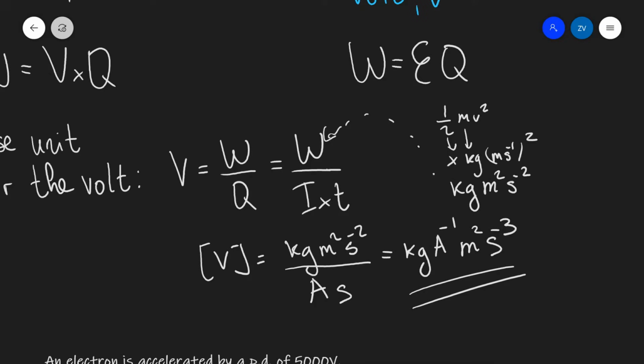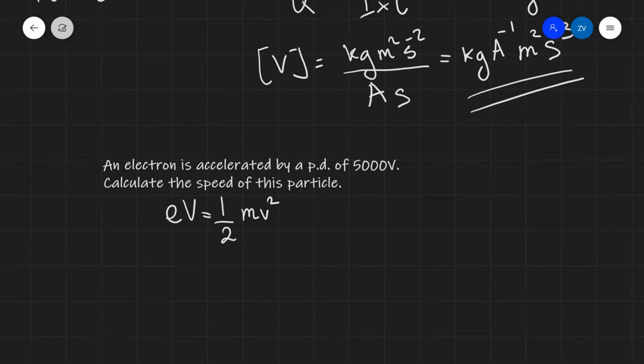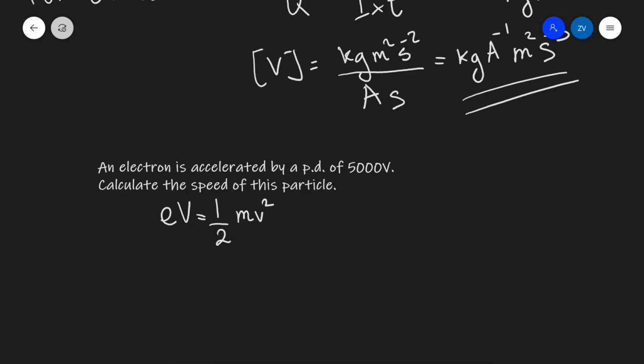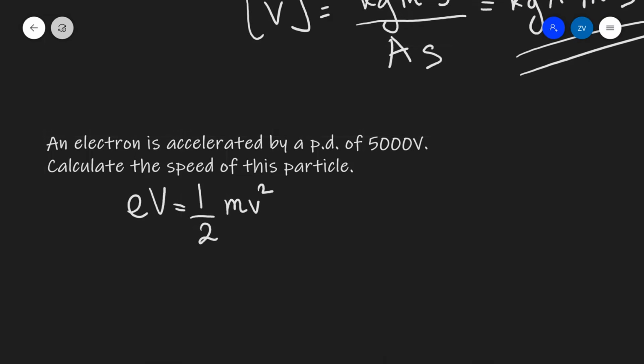We can use what we've learned about energy to calculate the speed of particles when they're being accelerated by a potential difference. For instance, over here we have a question in which an electron is accelerated by a potential difference of 5,000 volts. Knowing this, we can calculate the speed of the particle as it emerges out of the region of this potential difference. The way that we're going to do this is with the famous equation that eV is equal to a half mv squared.